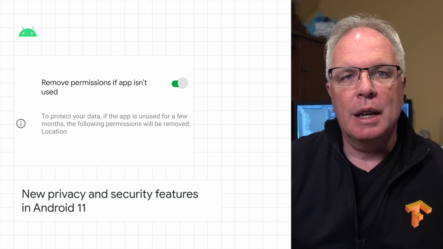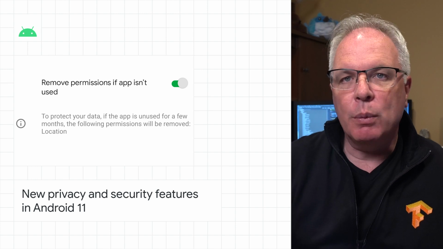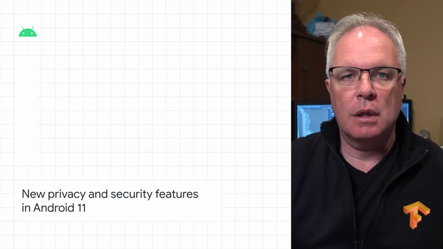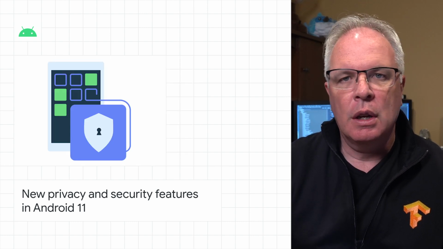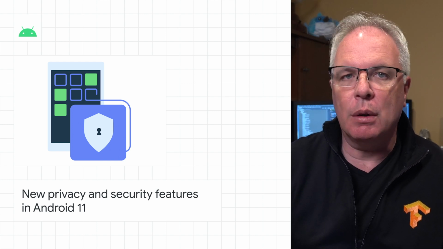Another neat feature is that if you don't use an app for an extended period of time, Android 11 will auto-reset the runtime permissions and notify you of this. And these are just a few of the updated security and privacy features. To read all about them, click through to the post with the link in the YouTube description below or swipe up on Instagram.